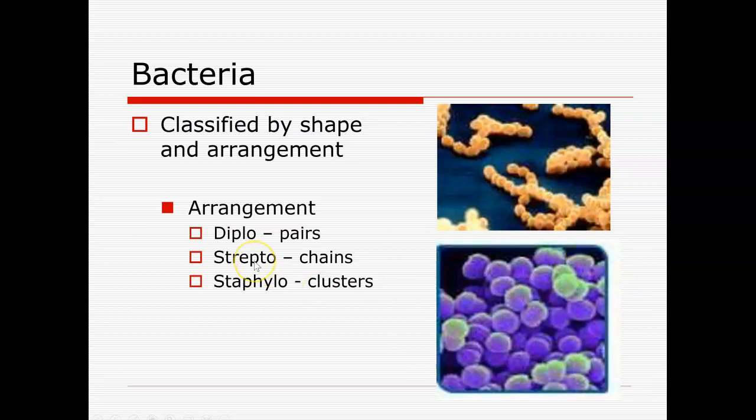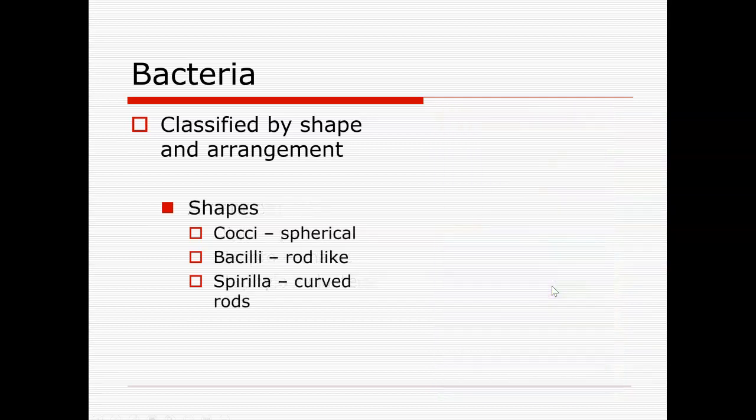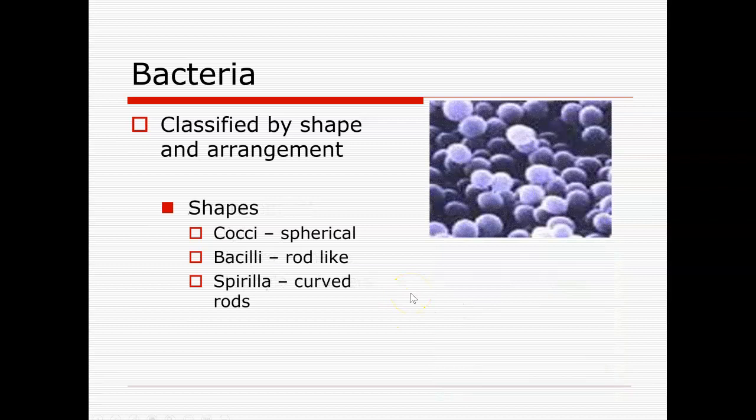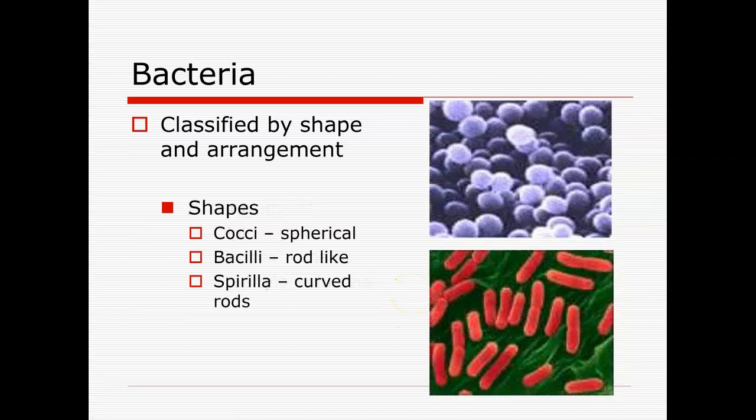You guys have heard of a strep infection or a staph infection. All that does is describe the arrangement of those little bacterial cells, and then the shape of those cells. So these are both little spherical, circle cells. Well, we're going to put those as cocci. So that would be the staphylococcus. This is a staphylococcus because it's round and they come in these clusters.